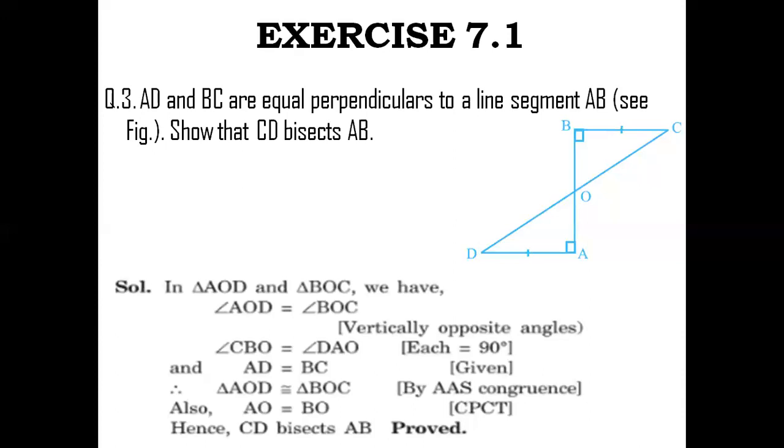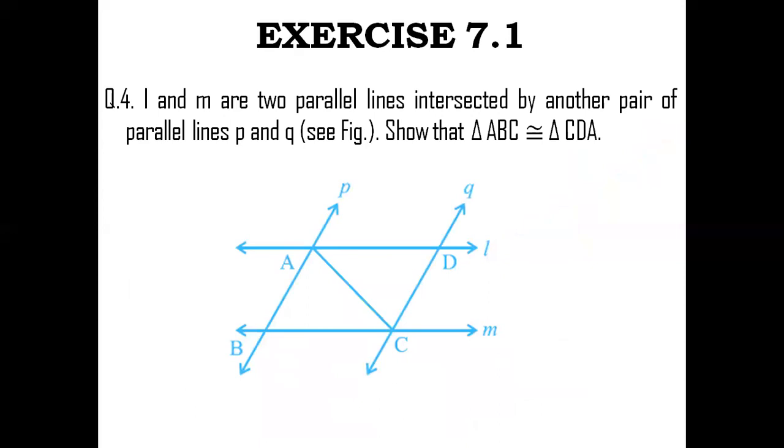I hope you are clear with the solution for question number 3. Now let us get into question number 4. Question number 4 says that L and M are two parallel lines intersected by another pair of parallel lines P and Q. See figure. Now let us quickly get into the figure.